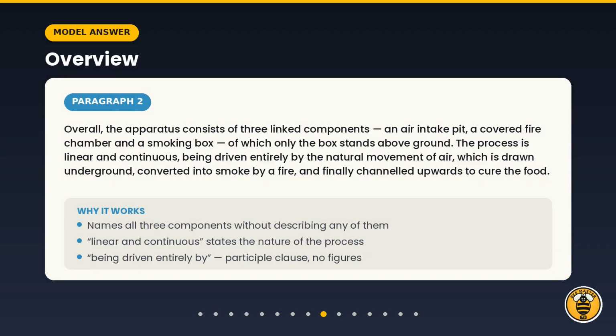Paragraph 2, the overview. I name the 3 components, I point out that only the box stands above ground, and I describe the flow as linear and continuous, driven by the natural movement of air. That is the entire process in 2 sentences with no detail at all.